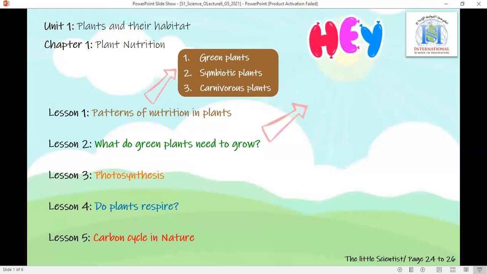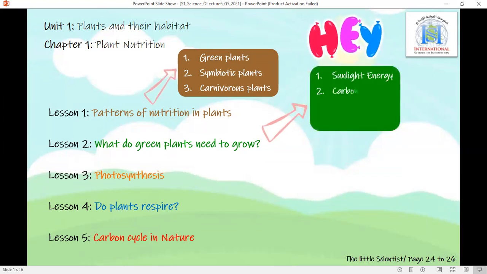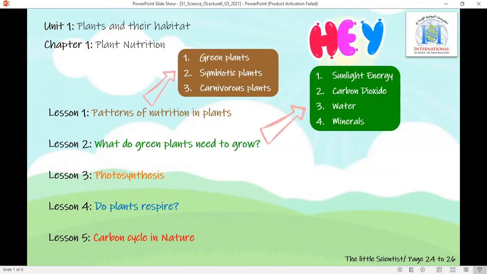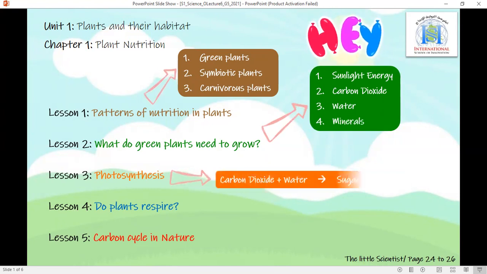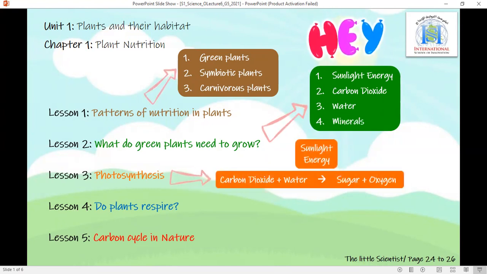In order to grow healthy, the plants need sunlight energy from the sun, they need carbon dioxide from the air, they need water from the soil, and they also need minerals from the soil. To go through photosynthesis, plants mix carbon dioxide from the air, water from the soil, in the presence of sunlight energy to produce a kind of food or a kind of sugar called glucose and release oxygen.